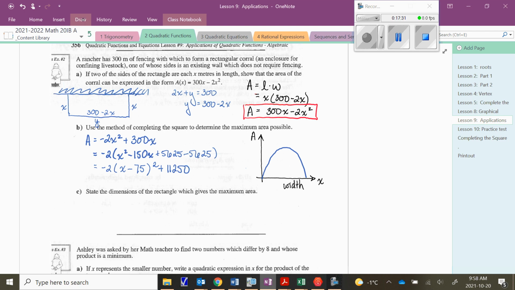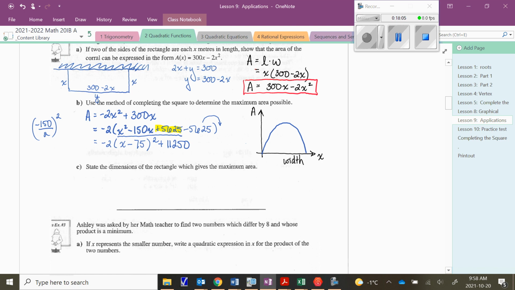So to get our third term right here, we are going to take our negative 150 divided by 2 and square it. So divided by 2 is negative 75. Square that, plus 5,625. Because we're adding it, we must also subtract it. Then we're going to factor our perfect square trinomial to x minus 75 all squared. And then this negative 5,625 gets kicked out of the bracket, which means it needs to be multiplied by the negative 2 out front.